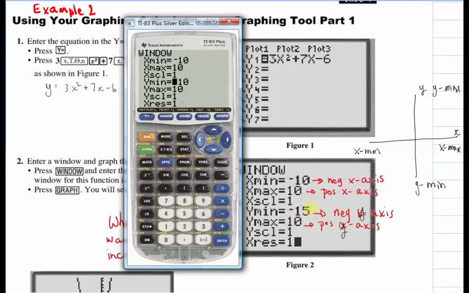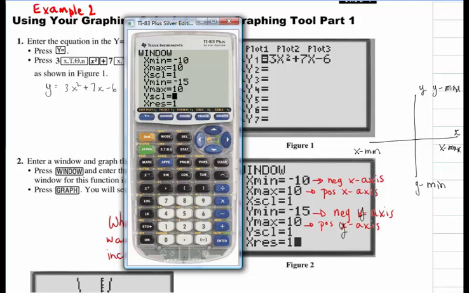If you take a look on your handout, I would like you to put in -15. So you use the negative button here, and then 15. We're going to leave our x max at 10 and leave the scale at 1. Now what the x scale and the y scale allows you to do is to tell your calculator what you want to go up by. So do you want to go up by 1s? So then you put in an x scale and a y scale of 1. Do you want to go up by 2s, 3s, 4s, and so on?